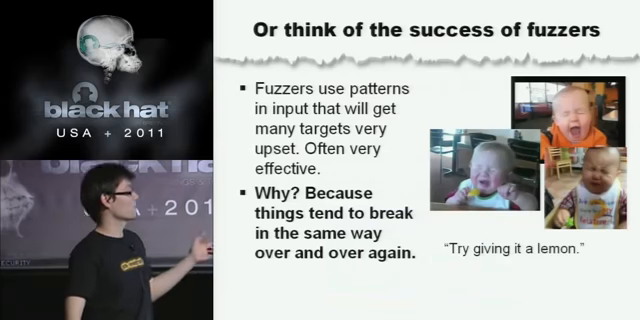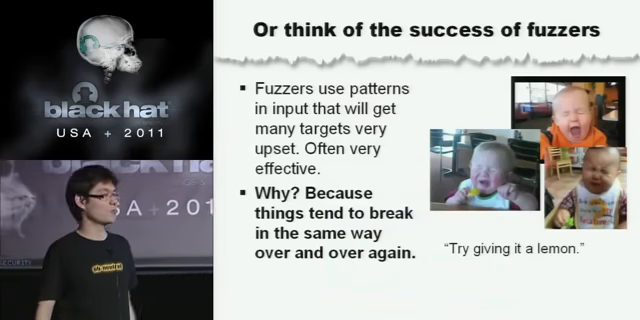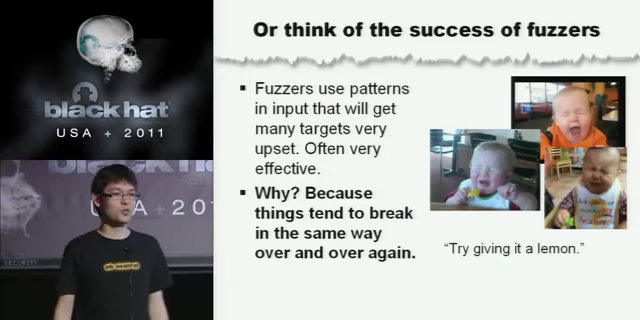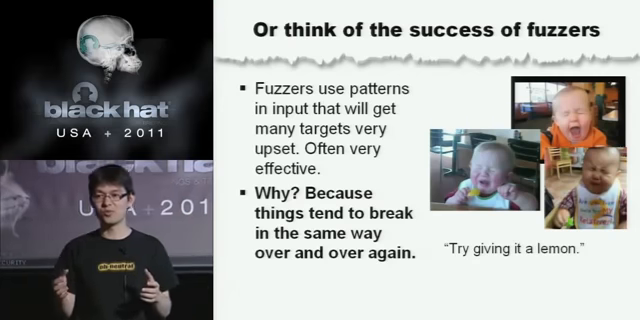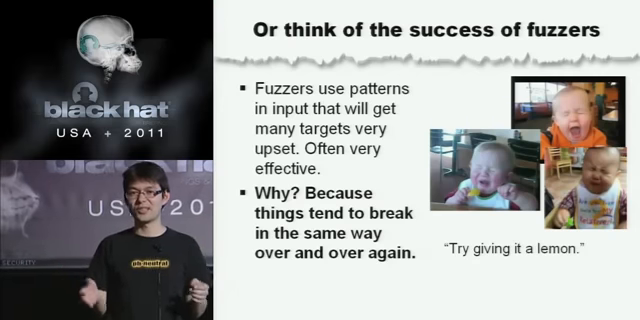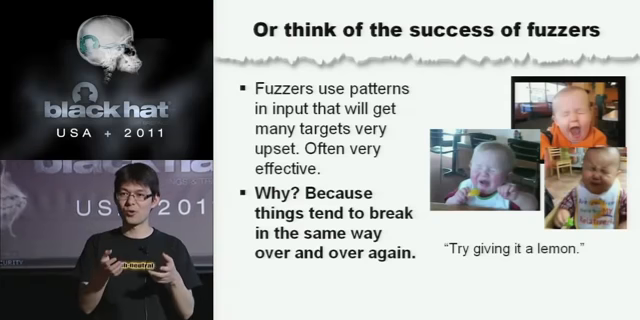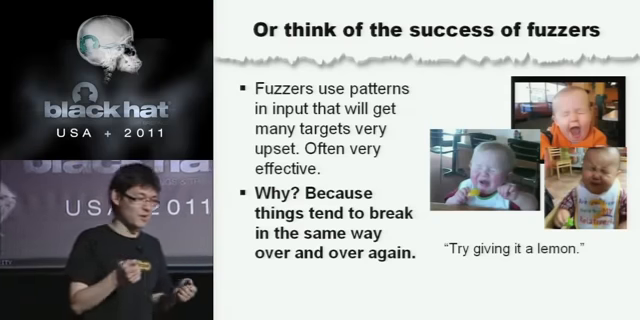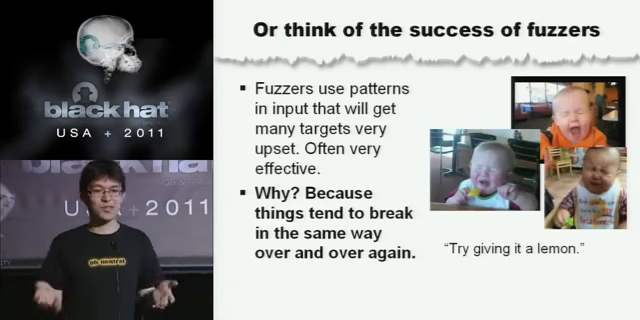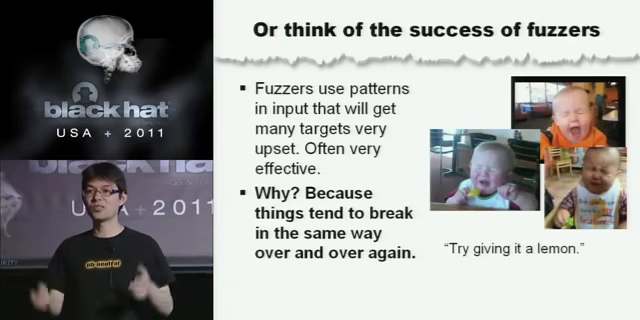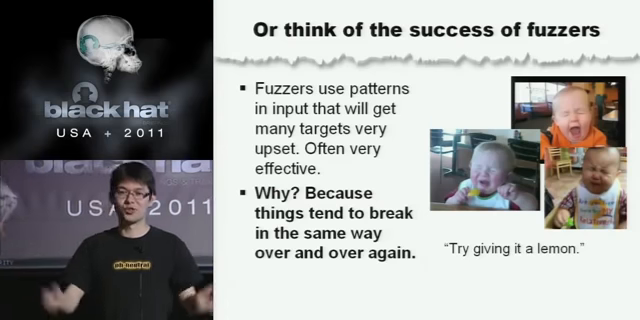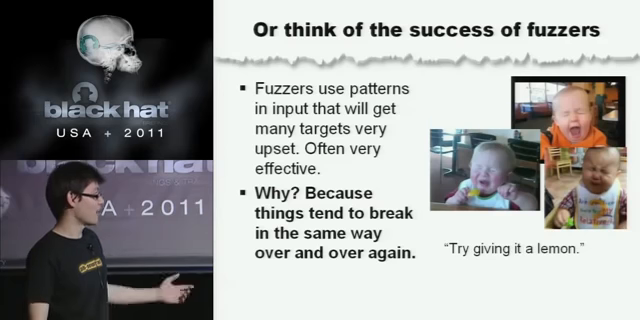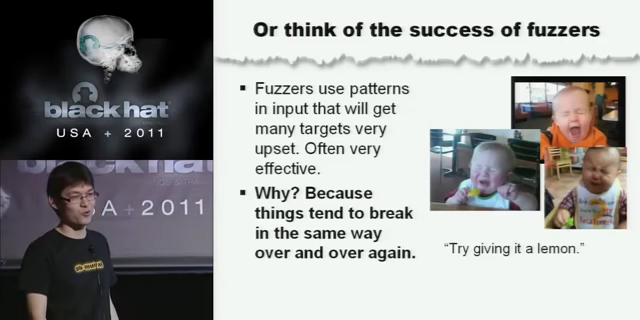Or think of fuzzers, right? Fuzzing is basically saying there's certain input, and we've seen this input blow up so many things. Of course, we're going to adapt it to the protocol that we fuzz, but basically, it's always the same. It's like, oh, there's a length field. -1 is a good thing to choose here, right? So why? Because things tend to break in the same way over and over again.